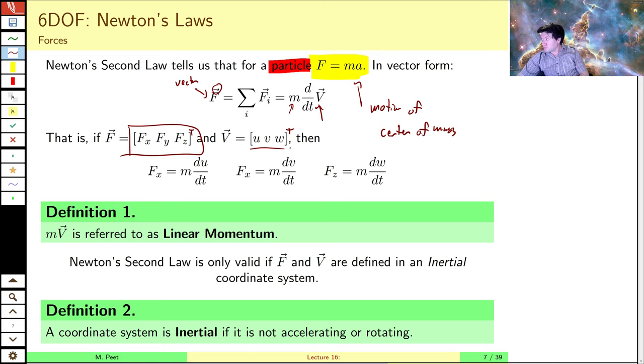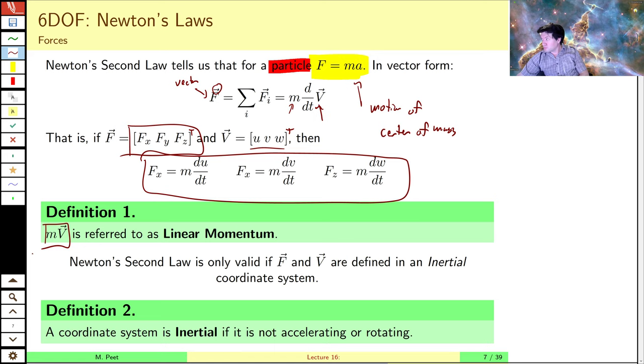Break our velocity vector out into three components, and we can make this three scalar equations if we want by decoupling them. We can define linear momentum. That's just what you think momentum is. And then force is the rate of change of momentum. Force equals the rate of change of linear momentum. Now, I believe this is Newton's third law. You can never keep track of which laws are which.